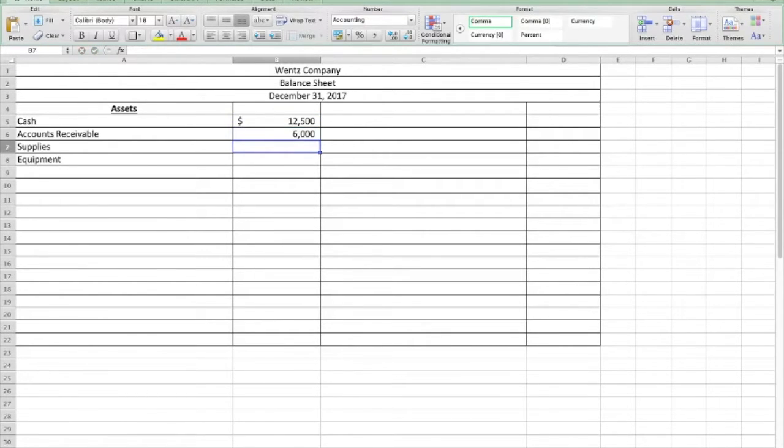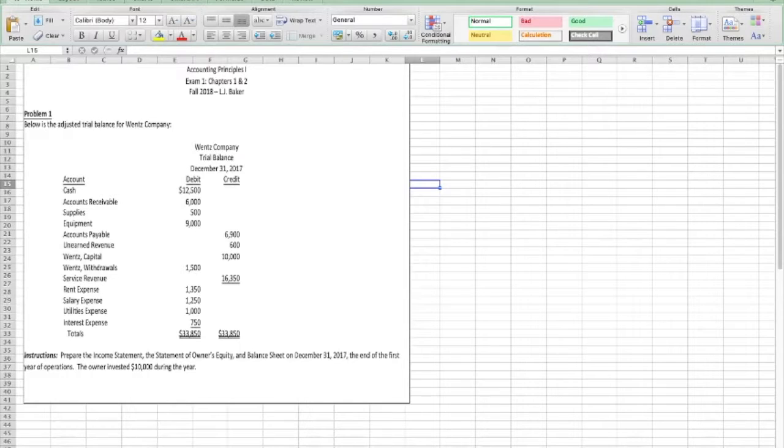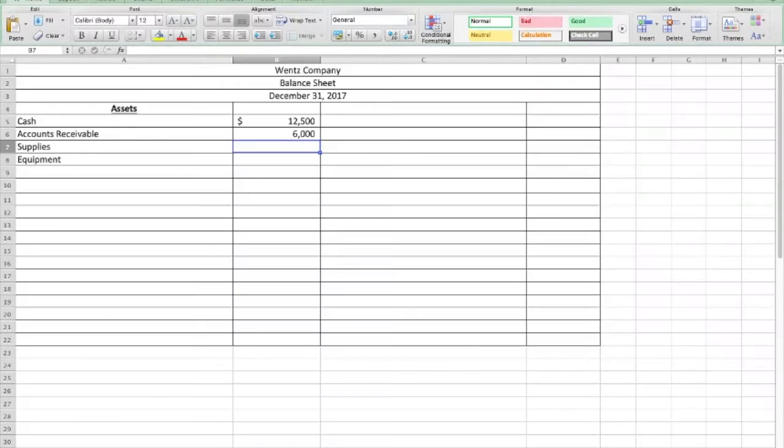Notice that cash has a dollar sign on it because that is the first number in that column. We have $500 for supplies and $9,000 for equipment. Notice that I did underline equipment. However, I'm not going to put total assets in here quite yet because remember, I have to make sure that eventually they line up in the same row as total liabilities and owner's equity. So I need to work the liabilities and owner's equity side over here so that I make sure they're parallel.